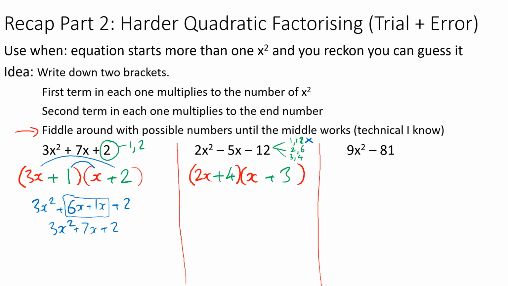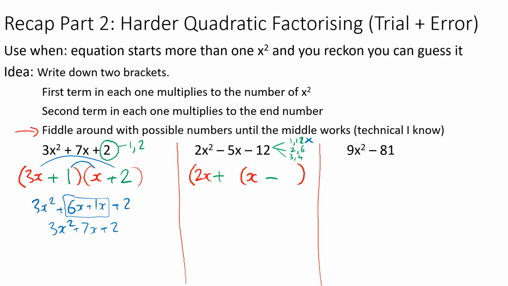Okay, what about then if we had the other way around? What about if we had plus 4 and minus 3? Well, we could try it again. That would give us 4x minus 6x. That would give us minus 2x. No, we want minus 5x. Okay, that doesn't work.